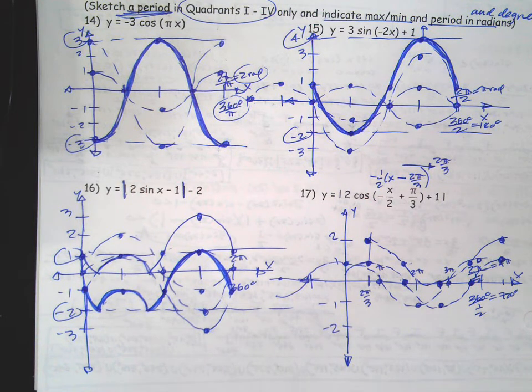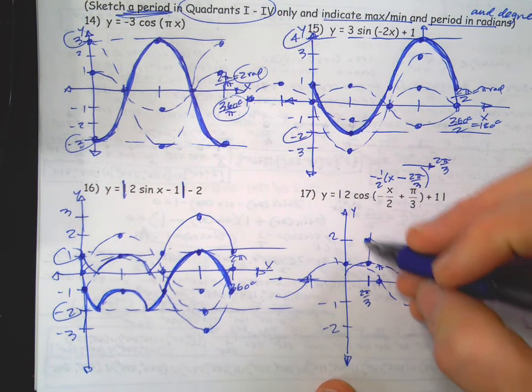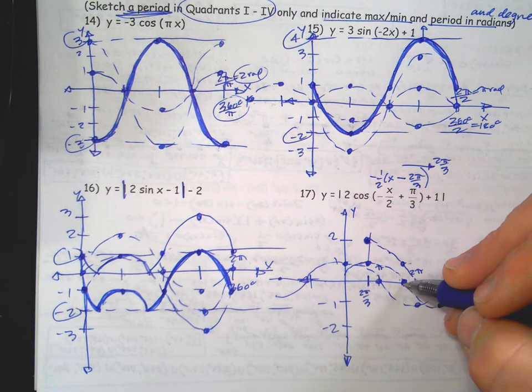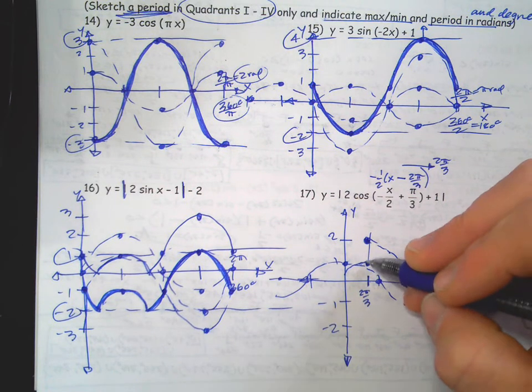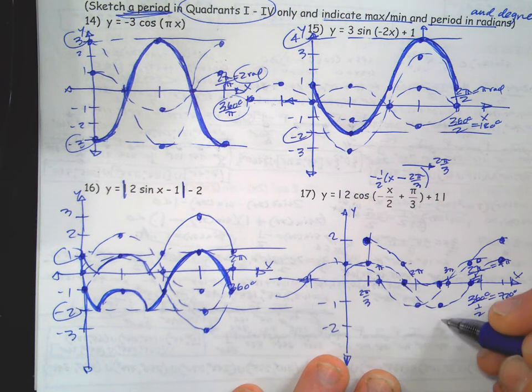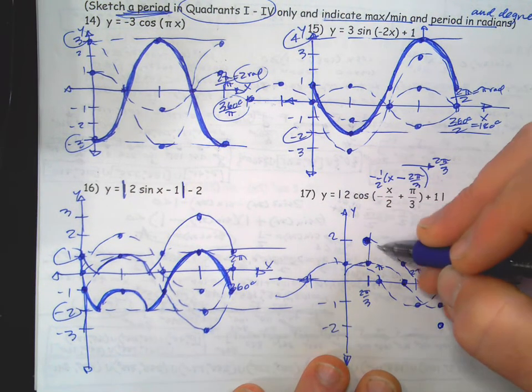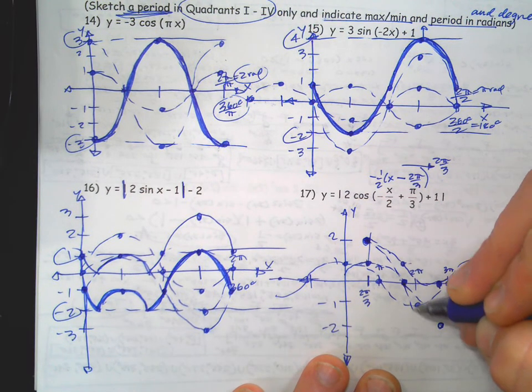Oh, hold on. When I did the 2 times, I haven't done the 2 times. I've skipped the 2 times. Oh man, I skipped the 2 times. So this is the new graph.